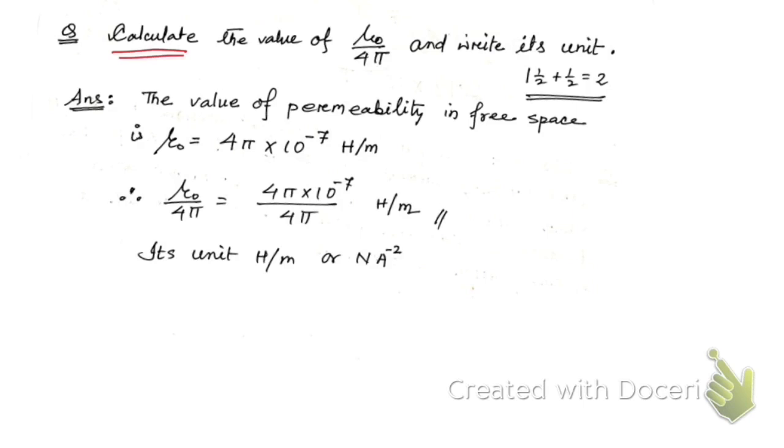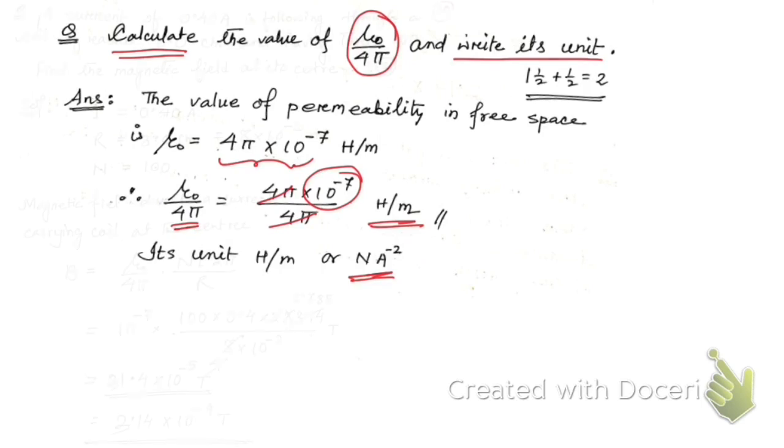So here we need to calculate the value of mu naught by 4 pi and write its unit. It is very simple. You must remember the value of mu naught, and divide it by 4 pi. Then 4 pi cancels, so you are going to get 10 to the power minus 7 only. And this is its SI unit, or you can write this one as well.